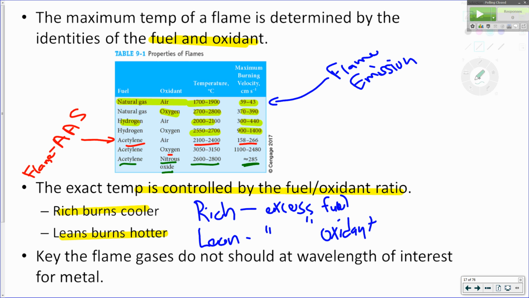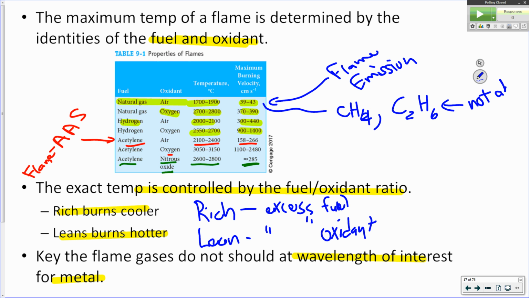Another thing we have to think about is whether the gases that are in the flame absorb at the wavelength of interest. Natural gas is not going to. If we think about natural gas, it's primarily mixtures of methane and ethane, so CH4 and C2H6. And those are not absorbers in the UV-vis.